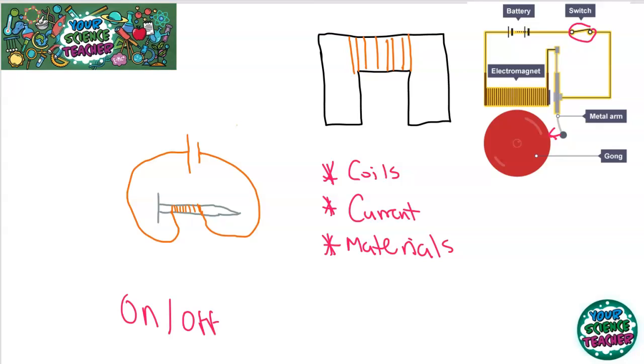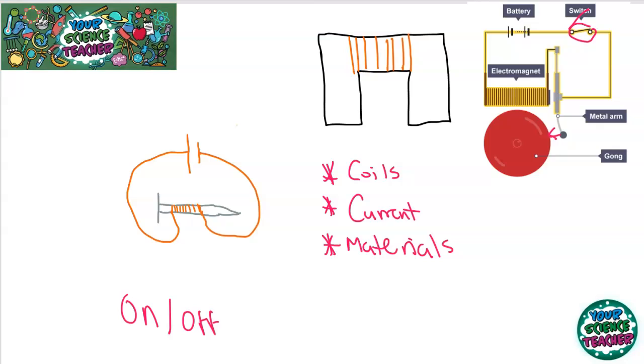And once it hits the gong, that's when the electromagnet turns off, because the circuit is completed again and it will return to its position. The electromagnet will obviously turn off again when this switch opens, and that will turn off that electromagnet.